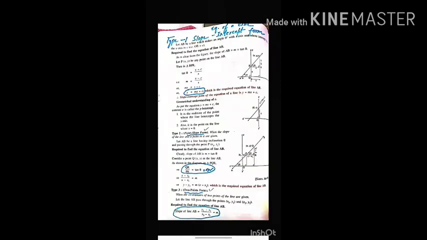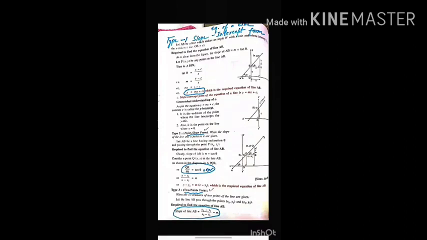As I have told you about the slope, there are 3 types of slope. First type is slope intercept form, that is y is equal to mx plus c. Second type is point slope form, that is slope is equal to tan theta. Third type is 2-point form, that is slope is equal to y2 minus y1 upon x2 minus x1, or you can take y1 minus y2 upon x1 minus x2.